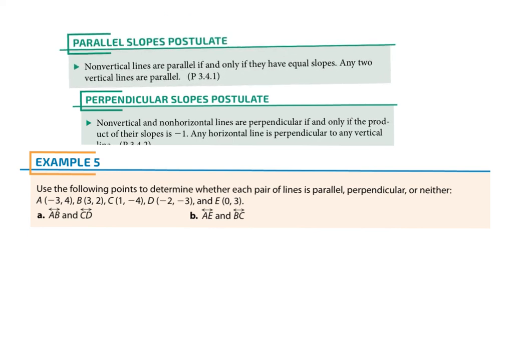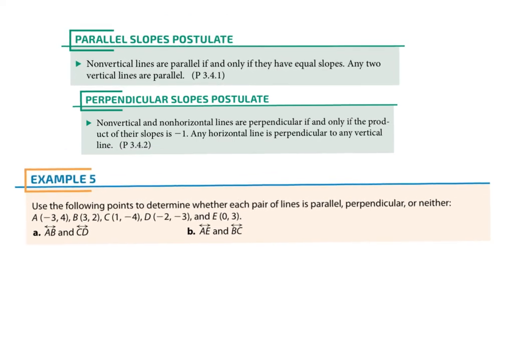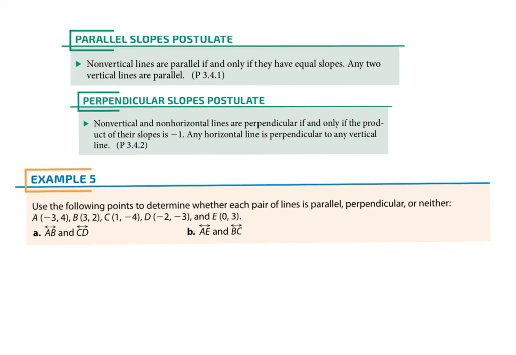So they give you a couple of postulates here. Non-vertical lines are parallel if and only if they have equal slopes. Any vertical lines are parallel. So if you have a vertical line, it's automatically going to be parallel. But if they're not vertical, you can tell if they are parallel because they will have the same slope. Their slopes will be equal if they are parallel. So parallel lines have equal slopes.